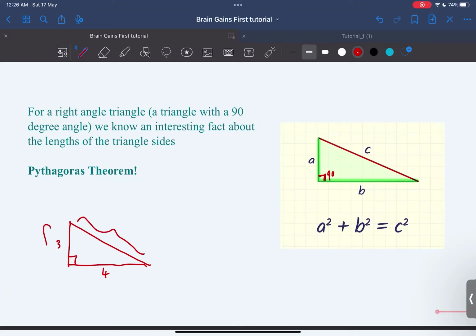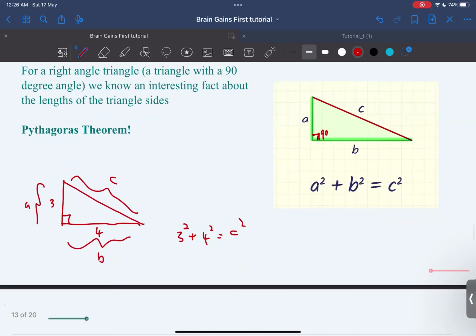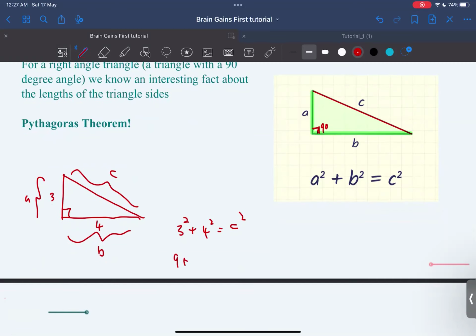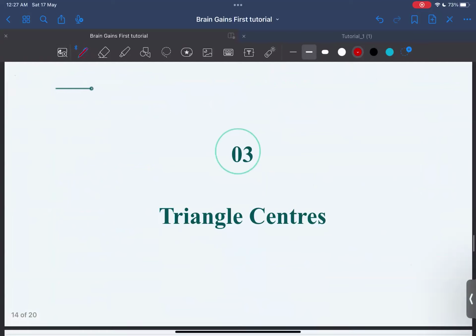So we could, if we wanted to, label this A, and label this B, and that would mean 3 squared plus 4 squared is going to be, this one's going to be c, so c squared, right? So 3 squared is 9, 4 squared is 16, equals c squared, that's c squared equals 25. And if we take the square root of both sides, that's just going to be c equals 5. Yeah. So I think Pythagoras is most useful when you know the length of two sides of your right angle triangle and you're trying to find the third. So that's always helpful.